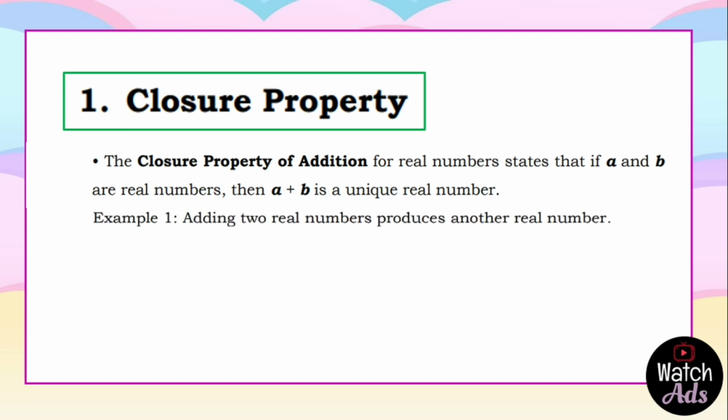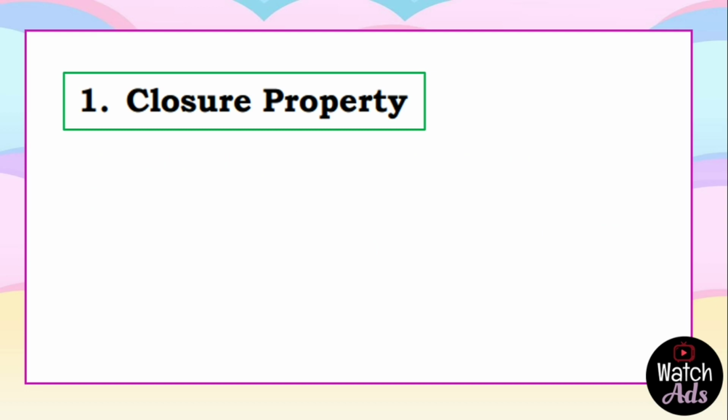Example: adding two real numbers produces another real number. 15 plus 16 is equal to 31. The number 31 is a real number. Therefore, the closure property is applicable in addition.